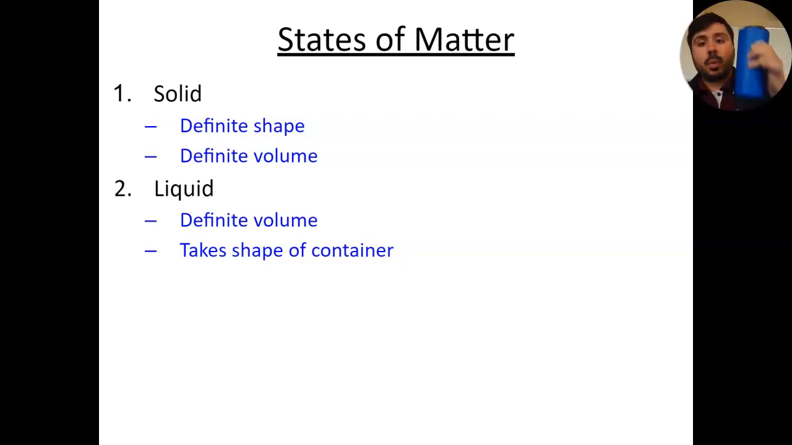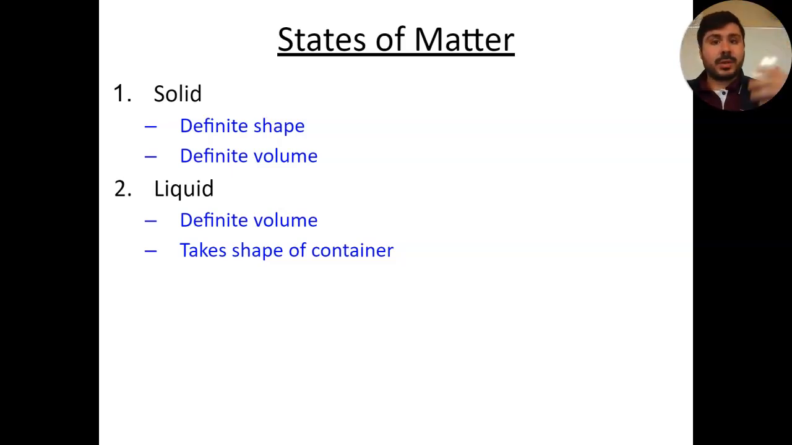But what changes is the shape of this liquid, right? If I have 20 fluid ounces of liquid inside of this coffee mug here, this is going to essentially take the shape of my coffee mug here, right? But let's say I turn it over and I pour it on the floor.